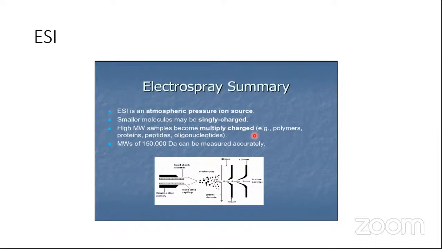So if the molecule is capable of taking more protons from the solvent, which is a protonic solvent like water or acetic acid or formic acid which is added there, it will take more protons and can become multiply charged. Okay, so there is a possibility that high molecular weight compounds may get multiply charged, and molecular weights up to 150,000 Daltons can be measured accurately by this. Okay, so that's the great advantage.